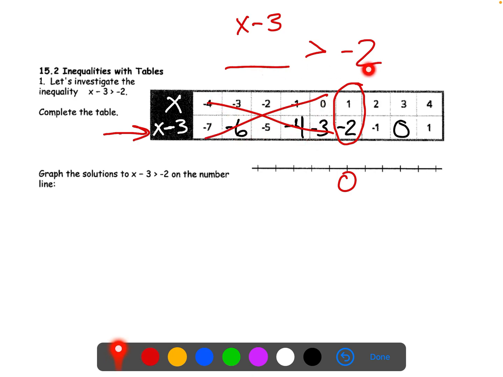They don't work in this inequality. But as we go forward, -1 is greater than -2, so is 0, and so is 1. All of these are solutions. That means that all of these values for x work. They make that inequality true.